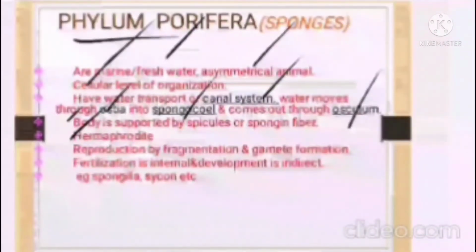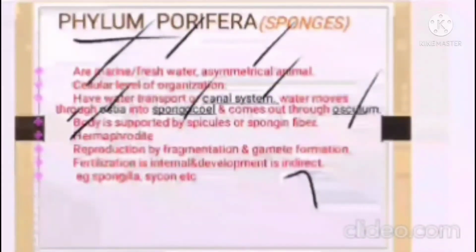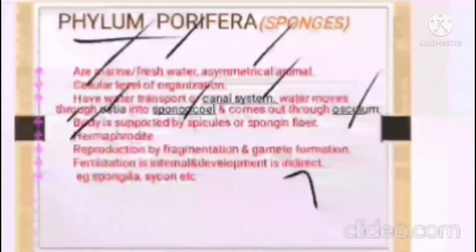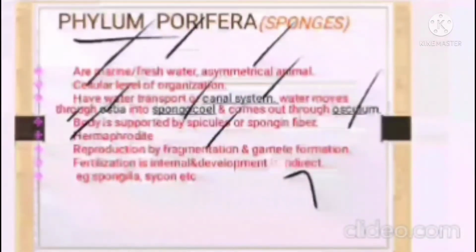Hibiscus is a bisexual flower, which means the anther carrying the pollen grains as well as the ovule is present in the same flower. Then we call it bisexual, or we can use another term, hermaphrodite. So porifera is a hermaphrodite, both the male and the female organs are present in the same organism. Reproduction, they usually undergo by fragmentation or by gamete formation. Fertilization is internal and development is indirect.